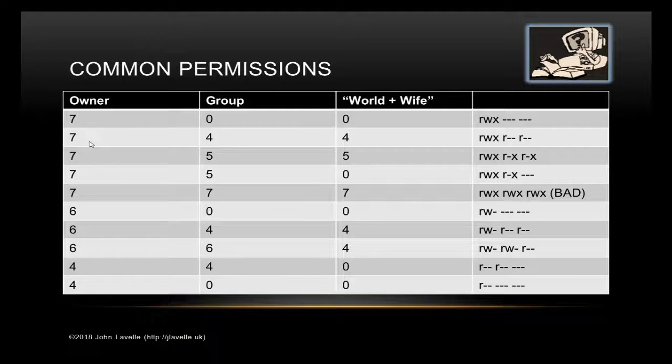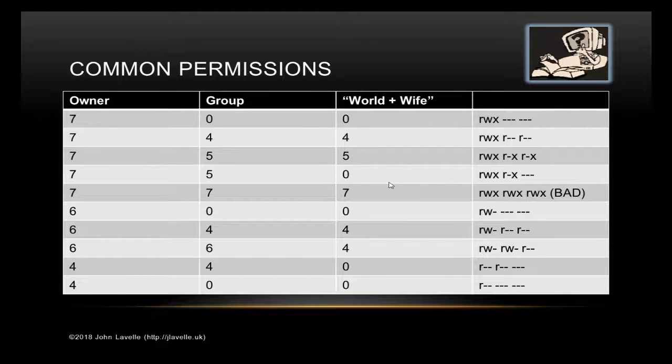A more common one is 744. This is where you have full rights of read, write, and execute, but everybody else can only read it. You'll find 755 on files which are executable files, especially on the web. This allows you to read, write and execute, and it allows the group to read and execute, and the world and their wife to read and execute.